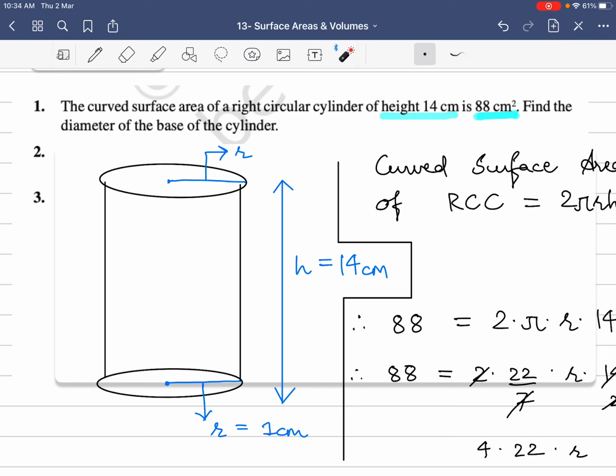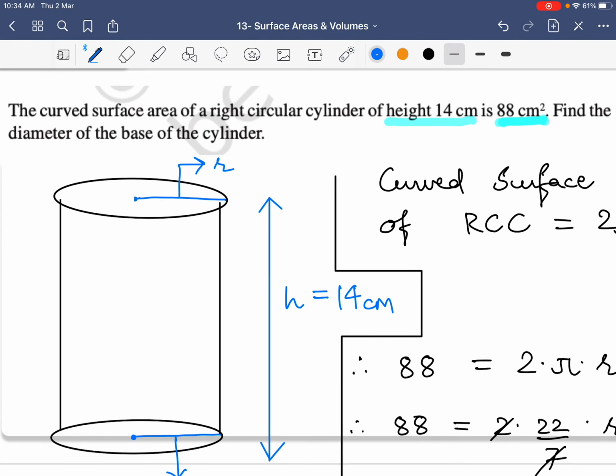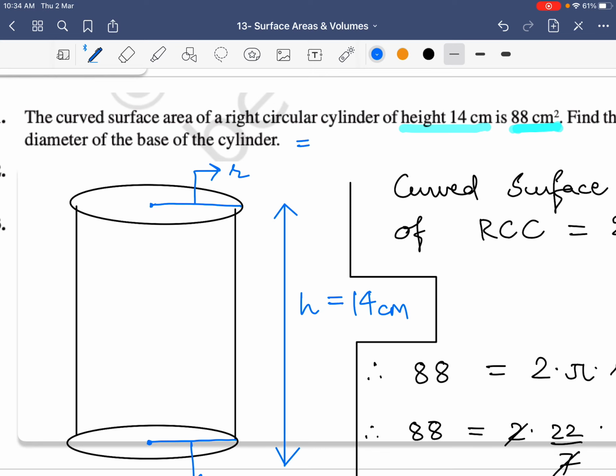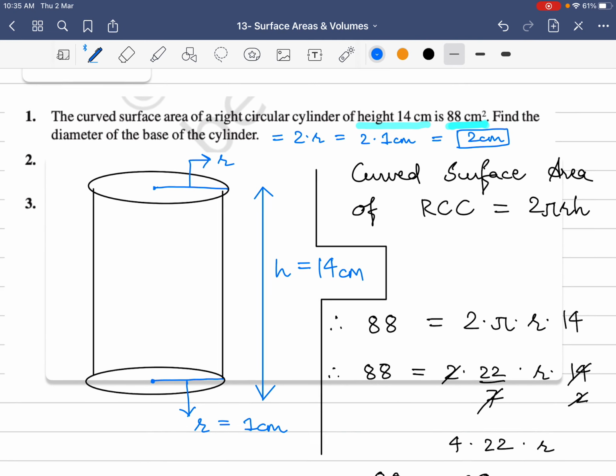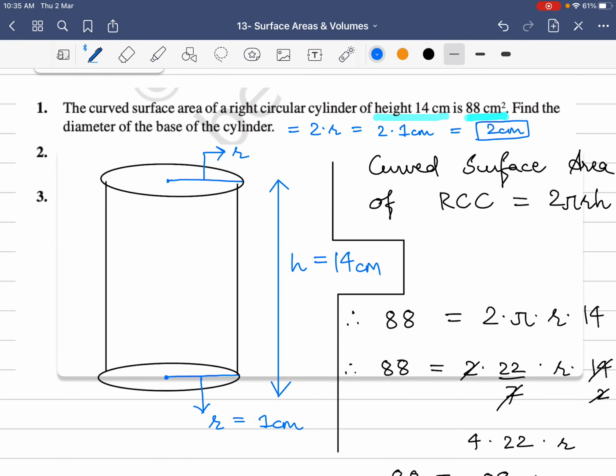And now they are asking us to find the diameter of the base of the cylinder. So I'm just going to write it here. That is equal to 2 times r, which is equal to 2 times 1 centimeter, and that is equal to 2 centimeter. So 2 centimeter is the diameter of the base of the cylinder, which is what the question is asking. So very simple and straightforward question.